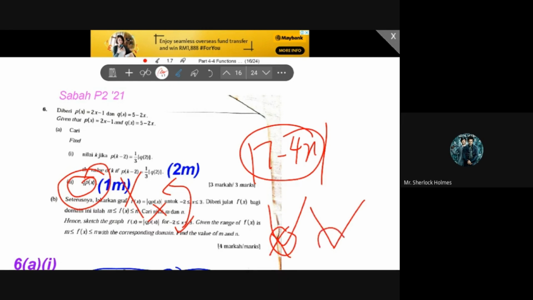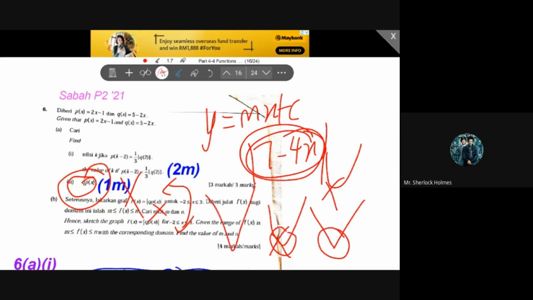Must be a sharp, kena ada titik tajam kat bawah ini. Kalau lengkuk, mereka tengok automatic salah dah. You won't get the mark. Because this is linear. You must know this is linear equation. Remember? Y is mx plus c. See, it satisfies 7 minus 4x. Maksud dia adalah persamaan linear. Means you should get a straight line, not a curved line like this.